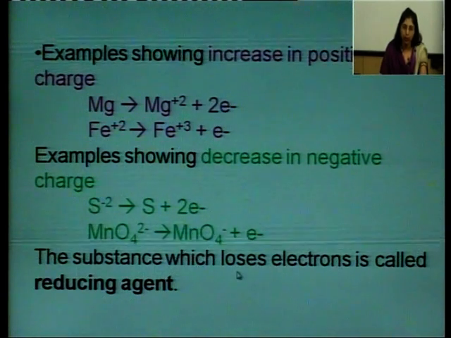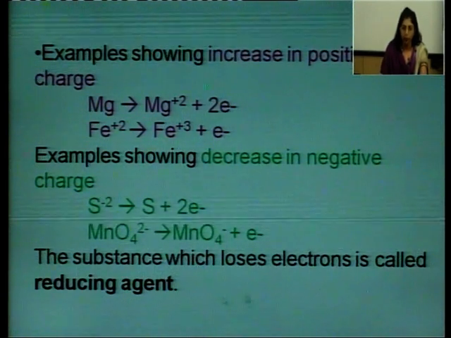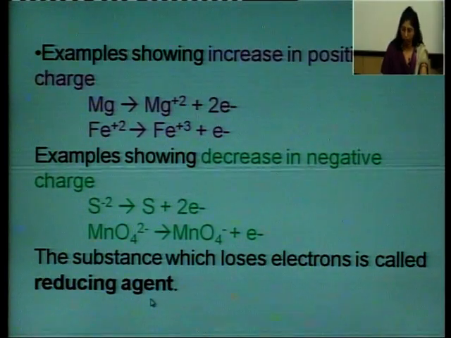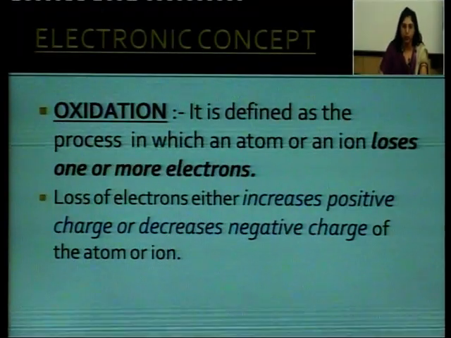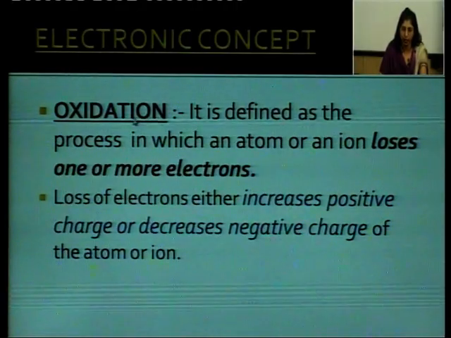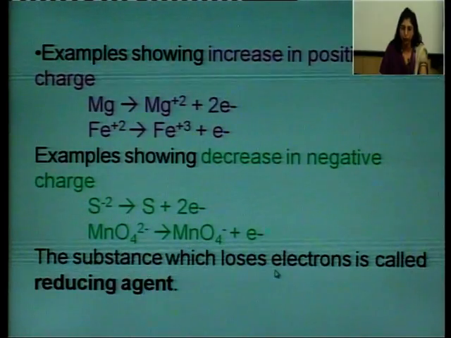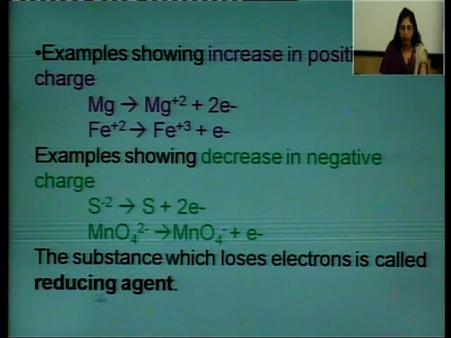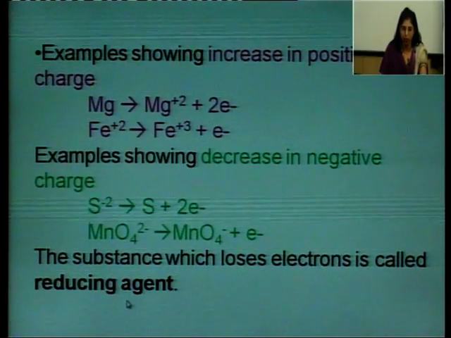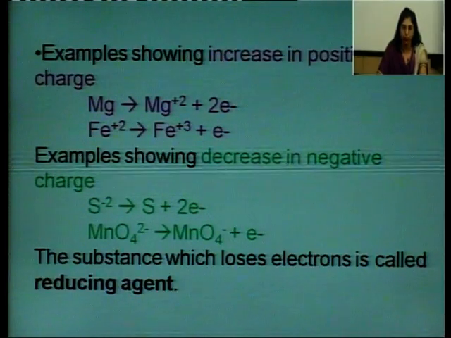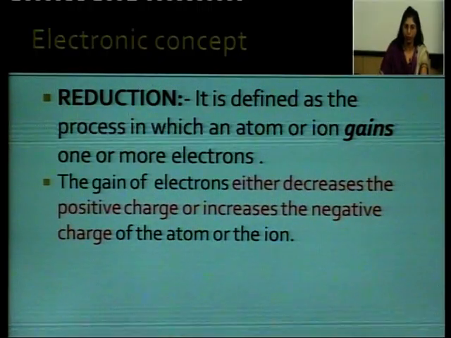And the substance which loses electrons is called reducing agent. Here you have to note this point that the process going on is oxidation, but the corresponding agent which is losing electrons is known as reducing agent. So, this is oxidation according to electronic concept.